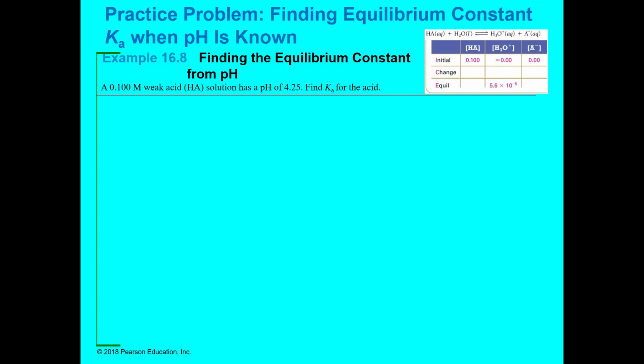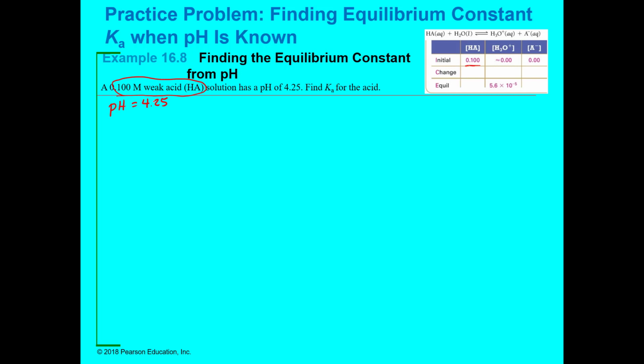All right, now sometimes we don't know what the Ka is for something because it could be at a certain temperature or what, it changes. And so if we are given the initial conditions, so we've got 0.1 molar weak acid solution, so that's going to be that concentration of your HA, right? It has a pH of 4.25. Find the Ka. Okay, find the Ka.